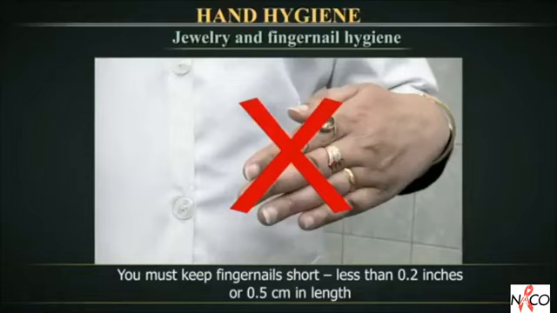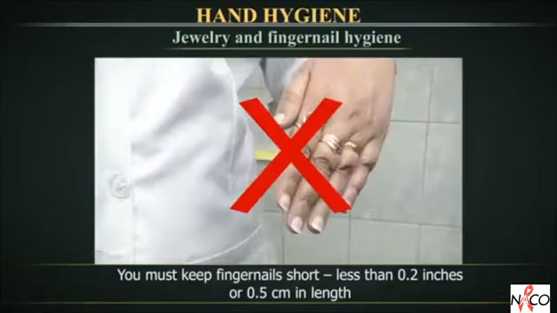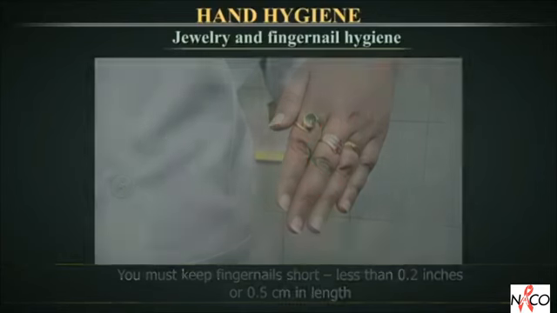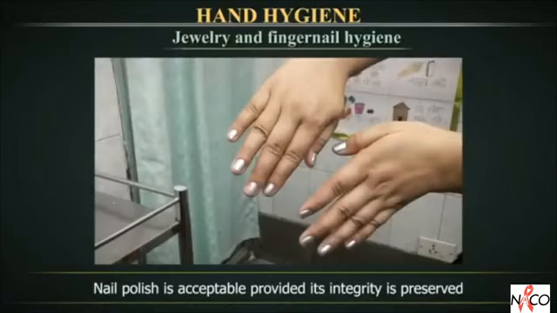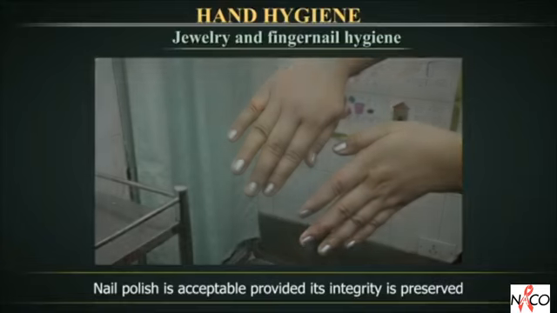That is, less than 0.2 inches or 0.5 centimeters in length, and refrain from wearing artificial nails. Nail polish is acceptable provided its integrity is preserved. However, fingernail diseases such as onychomycosis should be promptly treated as they reduce the efficacy of hand hygiene.